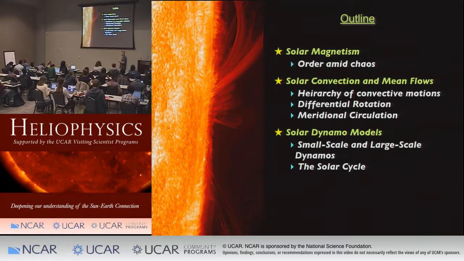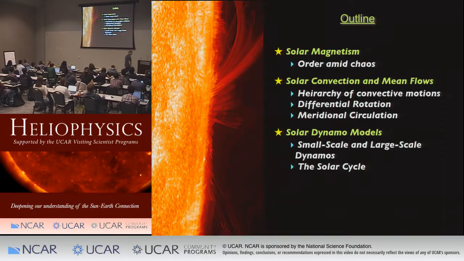So as I mentioned, differential rotation plays a much bigger role in stellar dynamos than it does in planetary dynamos. And meridional circulation, you've already had a taste of this from Amitabha this morning, I believe. And a hierarchy of convection motions, that near the surface of the sun, the scales are much smaller than the deeper convection. And then talk about small-scale dynamos and large-scale dynamos. You've had a little bit of this already. And then talk about what causes the solar cycle.